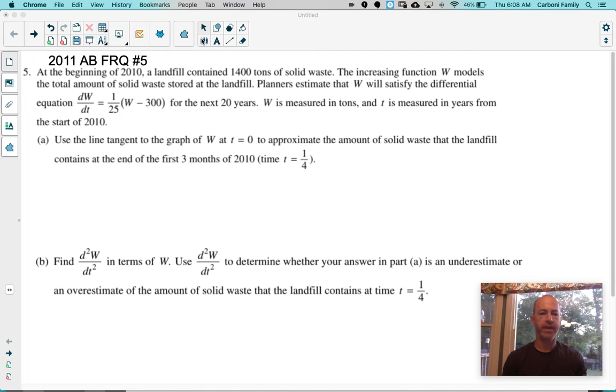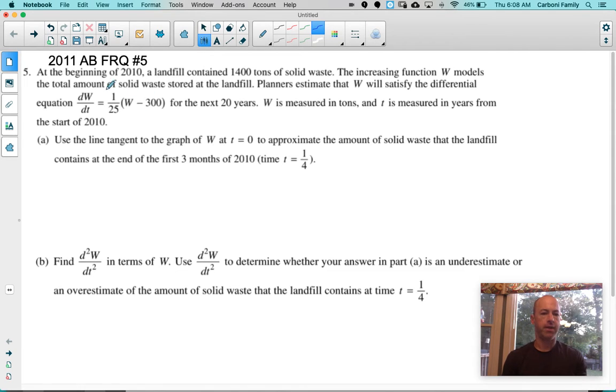Okay, 2011 AB number 5. We are told that in 2010, the landfill has 1,400 tons of solid waste. The increasing function W, so W is increasing. That means that W prime is greater than 0. Make that note to yourself.